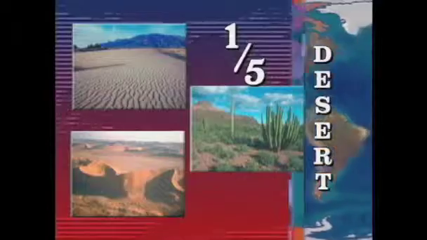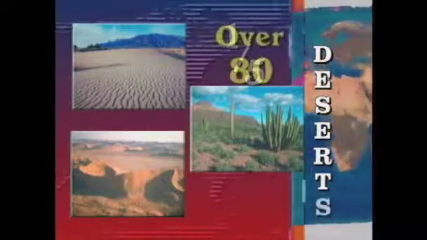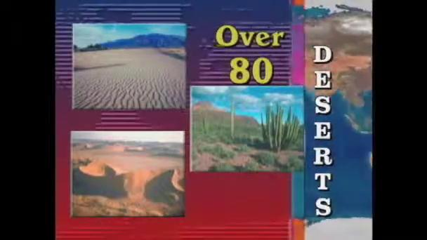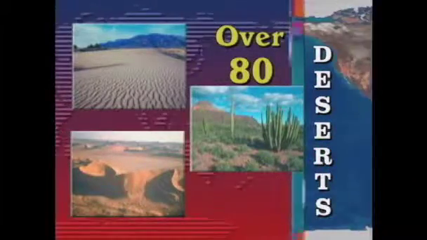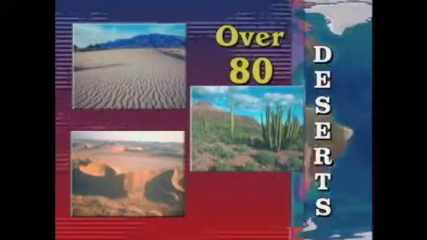One fifth of the Earth's landmass is desert terrain. There are more than 80 named deserts on Earth, but we must not confine our perceptions of hot land environments only to desert terrain.